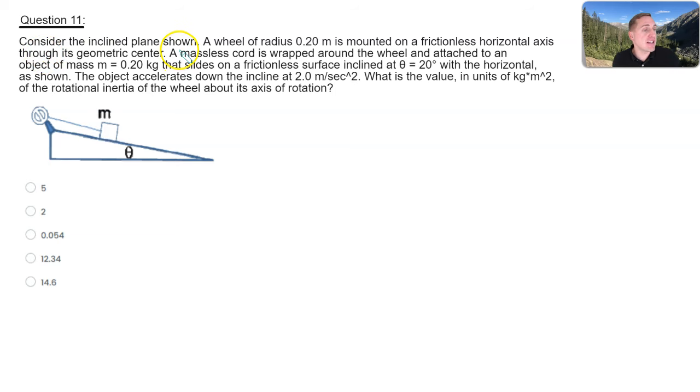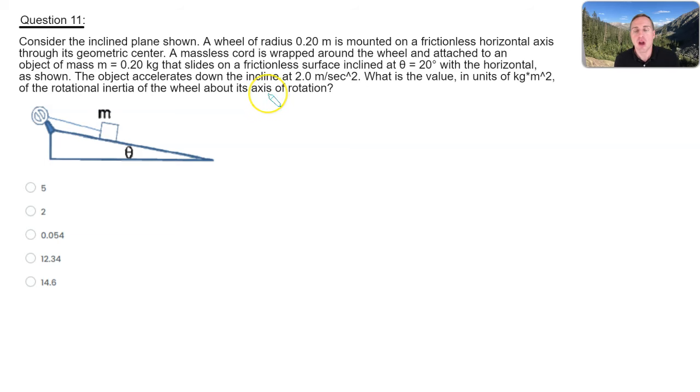It says, consider the inclined plane shown. A wheel of radius 0.20 meters is mounted on a frictionless horizontal axle through its geometric center. A massless cord is wrapped around the wheel and attached to an object of mass 0.20 kilograms that slides on a frictionless surface inclined at theta equals 20 degrees with the horizontal as shown. The object accelerates down the incline at 2.0 meters per second squared. What is the value, in kilograms times meters squared, of the rotational inertia of the wheel about its axis of rotation?